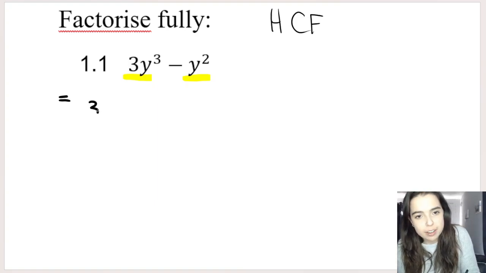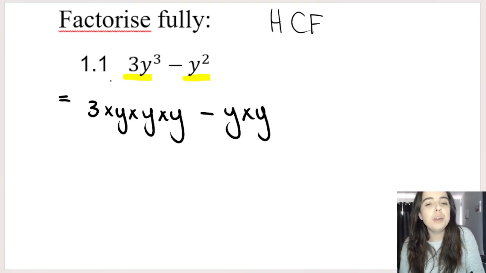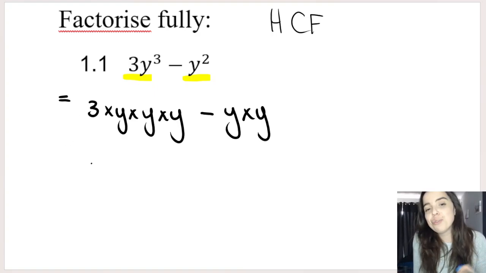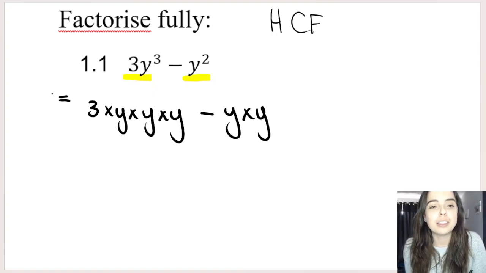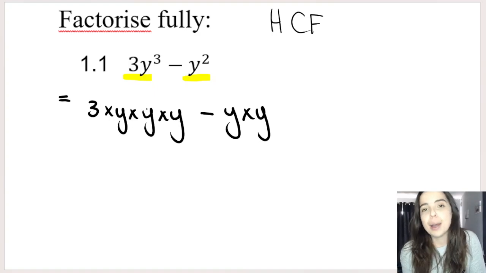Now, another way to write this would be 3 times y times y times y minus y times y. So I know that we don't generally in an exam look at it like this, but this helps us to make sense of what's going on. The biggest thing that we can divide both terms by would be y squared. Because do you see this term has a y squared? It has y times y. This term has y times y times y. So we can divide it by y squared.